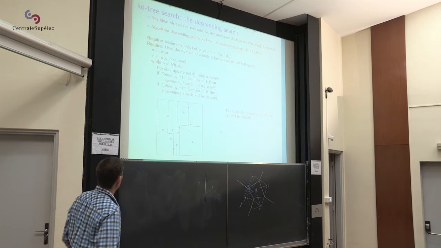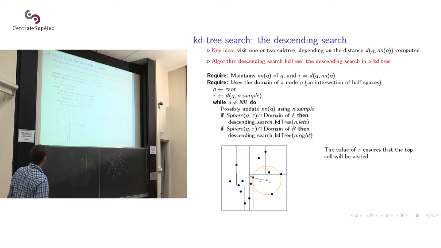using the descending search. In the descending search, the idea is to visit one or two subtrees depending on the distance which has been computed so far, right? So typically you need to compute a bound tau, right? Which is actually a guess. Tau is a guess for the distance between Q and NQ, right? And so now the algorithm goes as follows. You initialize tau with the distance to the sample contained in the root of the tree, right?